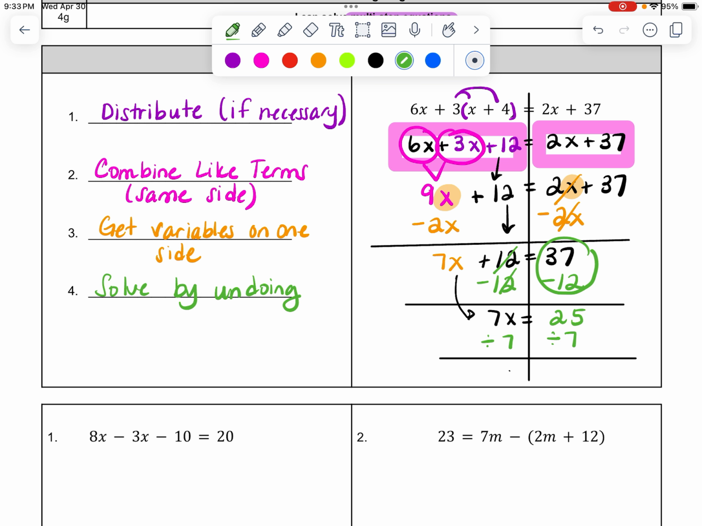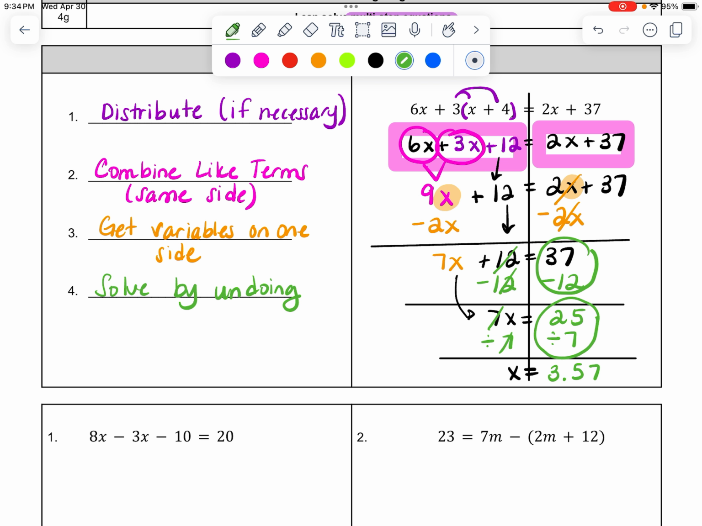Which means that on the left side, the 7s are going to cancel. And we get x equals 25 divided by 7, which is 3.57. Okay, now I know this is a lot of steps. But the good news is this is literally as hard as it gets. If you can master these 4 steps, you can do all of the really complicated equations.